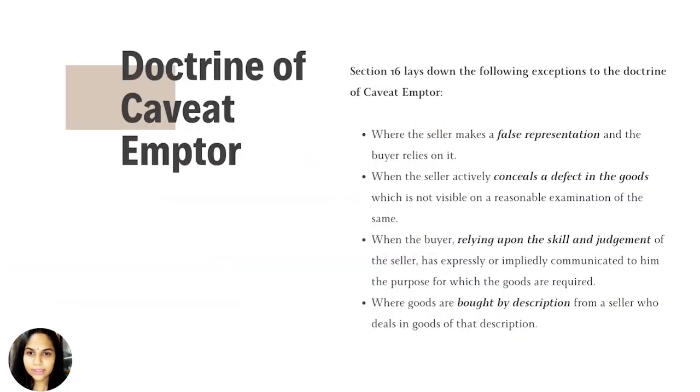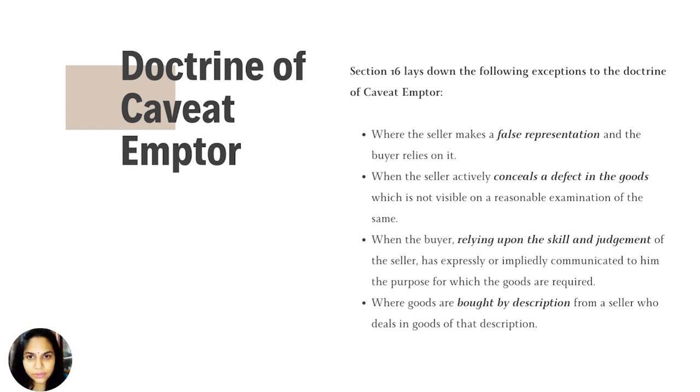Next important concept that comes under the Sale of Goods Act is the Doctrine of Caveat Emptor. Right? You must be knowing, let the buyer beware. So this principle states that it is for the buyer to satisfy himself that the goods which he is purchasing are of a quality which he requires, right? If he buys goods for a particular purpose, he must satisfy himself that they are fit for that purpose. And this doctrine is embodied under Section 16 of the Sale of Goods Act, right?